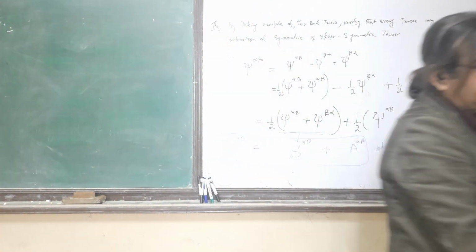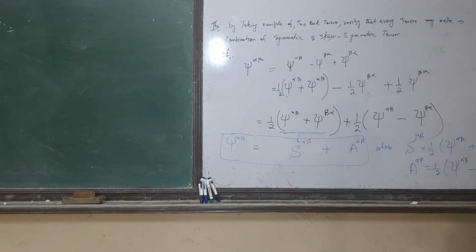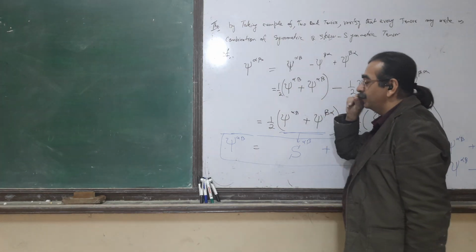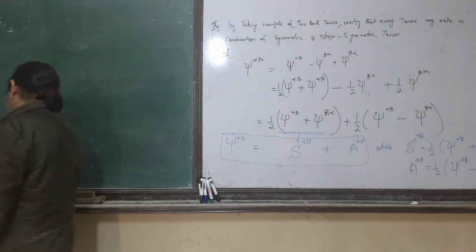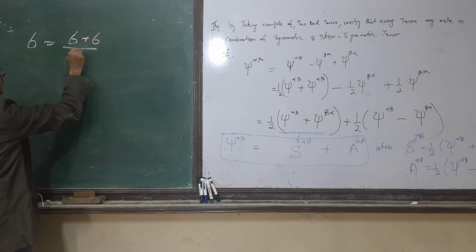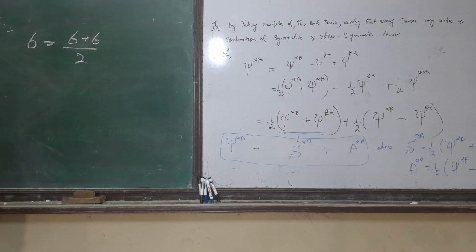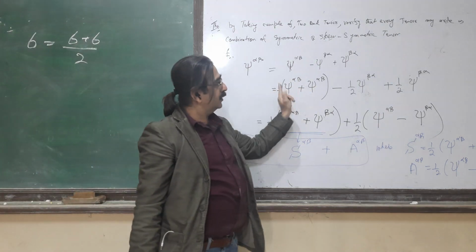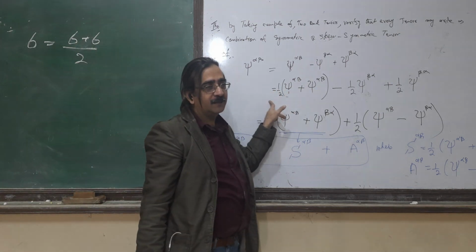If you have a 6 and you are interested to write it as 3 plus 3, how will you write? 6 को अगर आप लिखना चाहते हो... okay, one minute. If you have a 6, अगर मैं 6 plus 6 divided by 2 लिखना चाहता हूँ, तो जाहिर है ये हाफ के बराबर ही है, because adding the same term and dividing, that's why I am dividing.